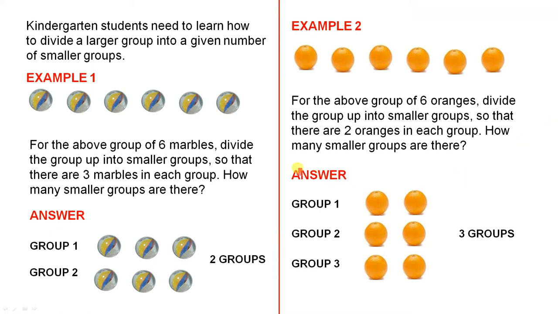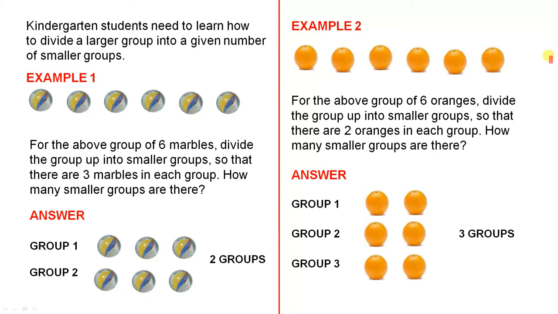Example 1. For the above group of 6 marbles, divide the group up into smaller groups so that there are 3 marbles in each group. How many smaller groups are there? So you can show the students how you'll have 3 marbles in each group, group 1 and group 2. Altogether we have 6 marbles. Altogether there are 2 groups.